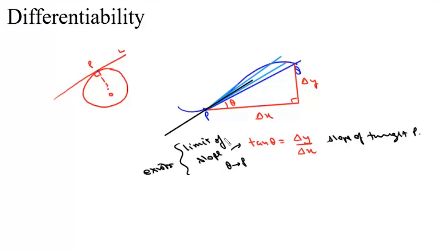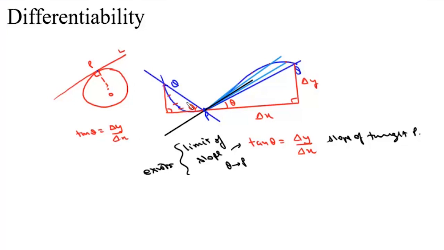Now when we say limit of the slope, we know that a limit exists if left hand limit is equal to right hand limit. So in this case, in order to check the existence of the limit, we have to draw a secant from the right and we also have to draw a secant from the left. So what I'll do is I'll extend this curve, say this way, and then I'll take a point Q on the left. I'll draw the secant. Now this again is theta. So this is tan theta, again delta y by delta x.